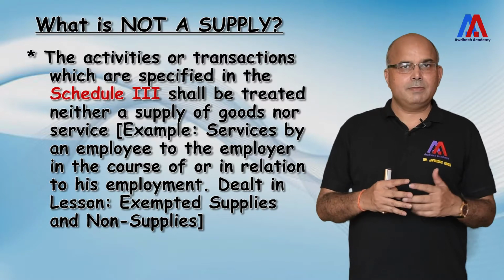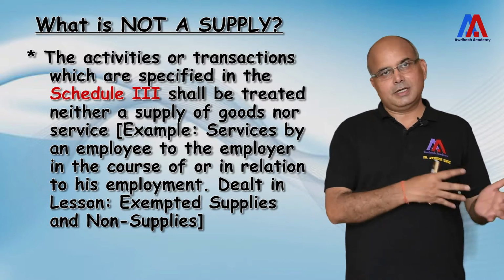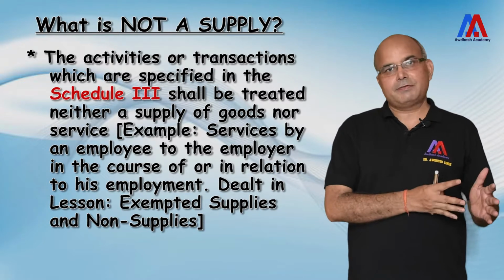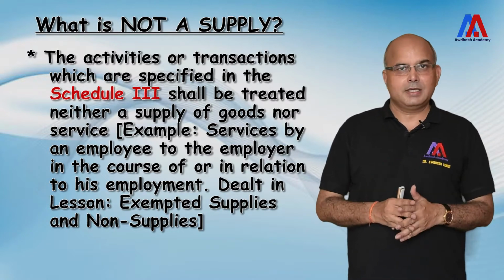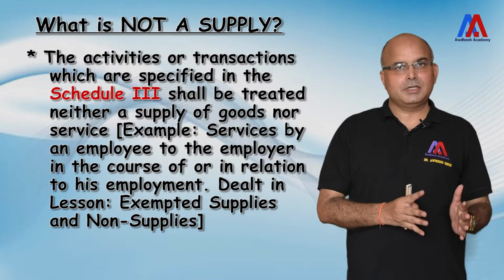For example, the employer-employee relationship. If you are working in a corporate, if you are working in a company, you are providing service to the company. But that type of transaction between the employer and the employee is excluded from the definition of supply because it is mentioned in Schedule 3. In the same way, if the central government or the state government is providing certain services, then those services are also not called supply and therefore no GST will be leviable on that.